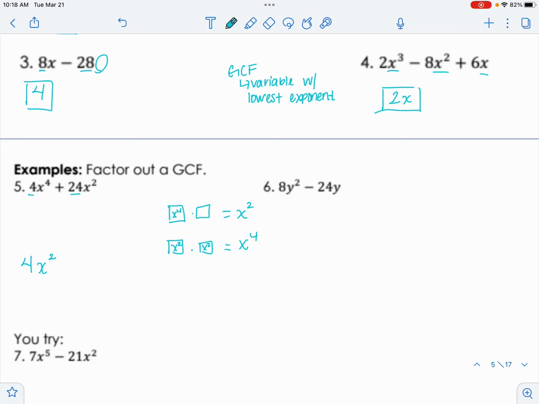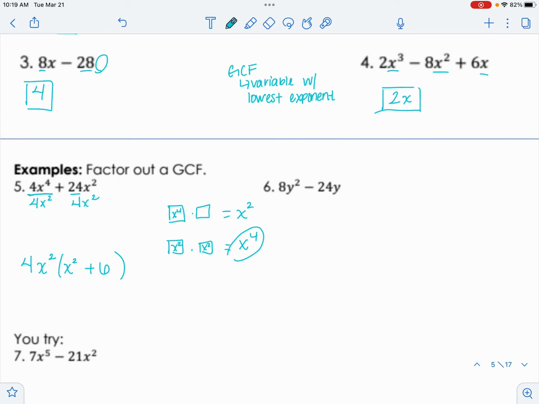So when we divide 4x to the 4th by 4x squared, the 4's cancel out, and if you remember, we subtract the exponents. So that just equals 1, and x to the 4th over x to the 2nd is x to the 2nd. And 24x squared over 4x squared is positive 6. The x squareds are going to cancel out. So I have 4x squared times x squared plus 6.